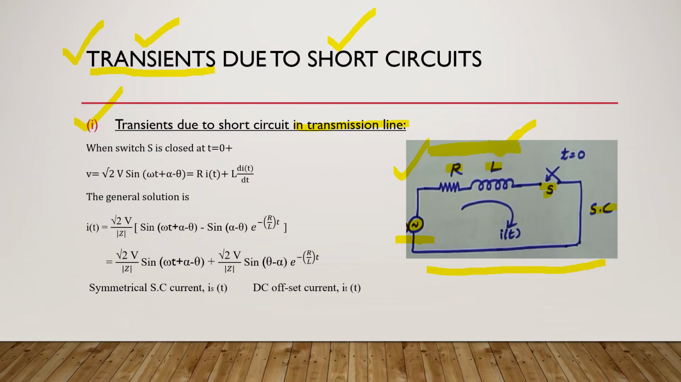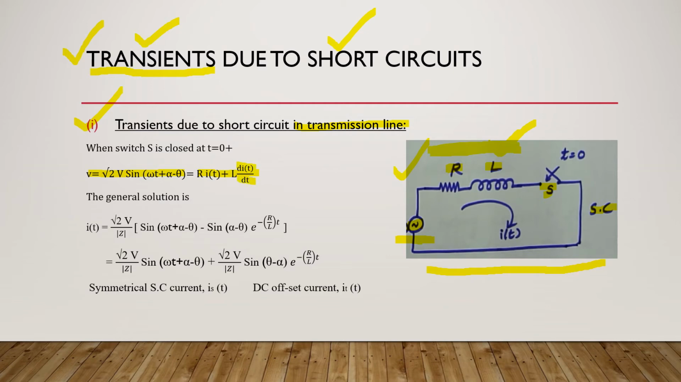So this is the supply voltage, V equal to root 2 V sin(omega t plus alpha minus theta). This supply voltage is equal to the voltage drop across the resistor, that is R into i(t), plus the voltage across the inductor, L into di(t)/dt.